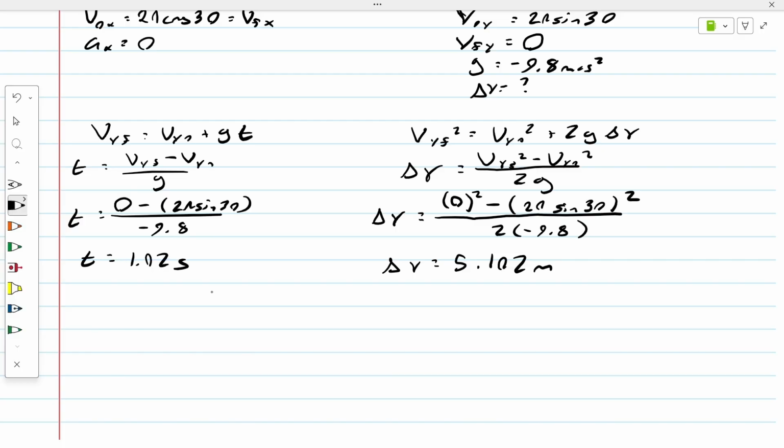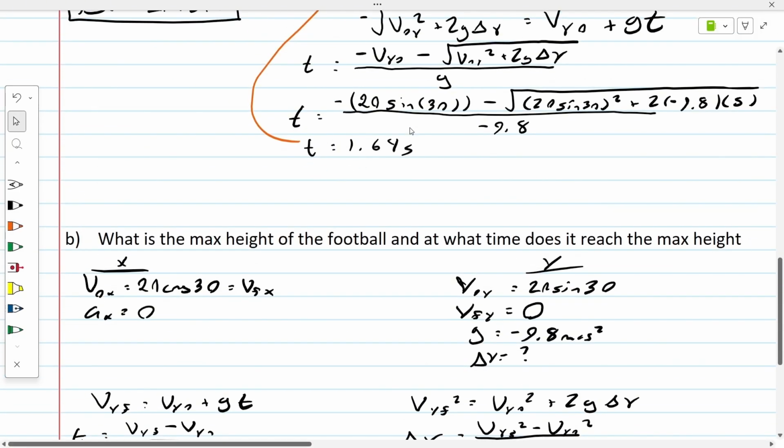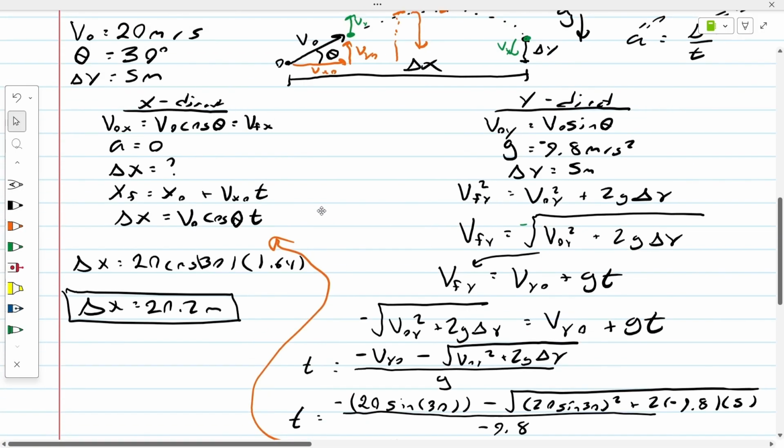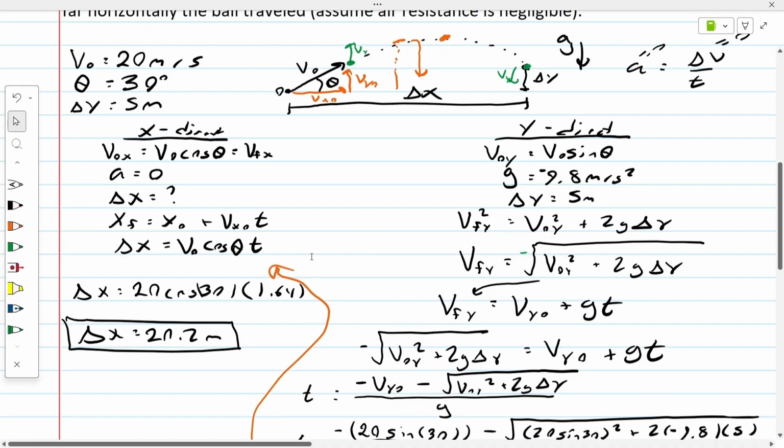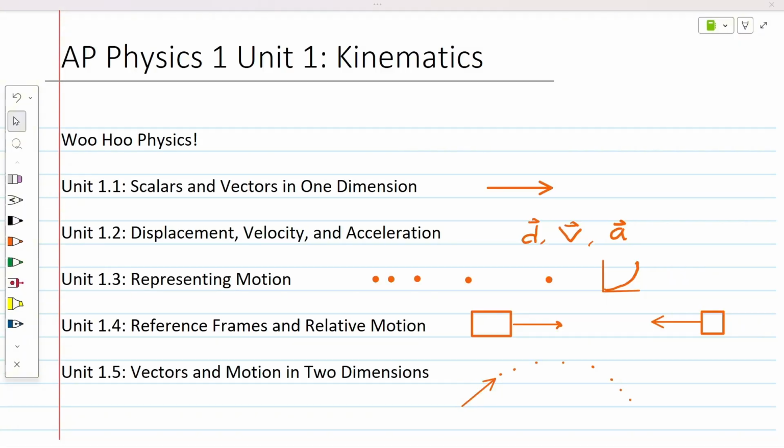And notice here that this time is not just half of the total. If we had a situation where the ball started and ended at the same height, then this time would be half at the peak of its height. But since it's landing somewhere higher, it's being cut off short, so this time can't just be half. So you'll have to be careful and actually solve for the time in this case.